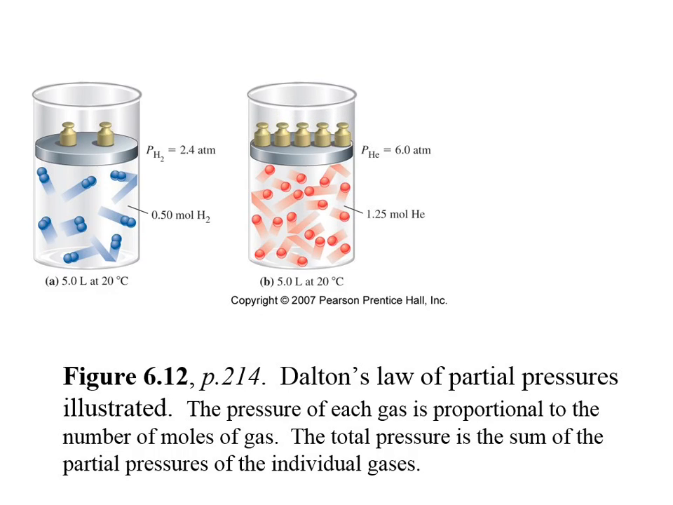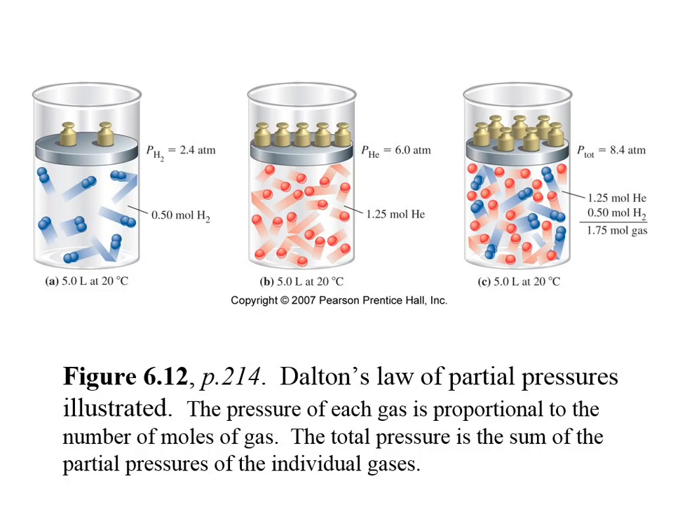Now another gas, helium. Notice that the pressure of the helium gas confined to the same volume is greater. We have 6 atmospheres of helium, 2.4 atmospheres of hydrogen. What say we take those 2 gases, the blue and the red one, and combine them in the same container, 5 liters. Same volume, same temperature. Now notice we have our 0.5 moles of H2, 1.25 moles of He.